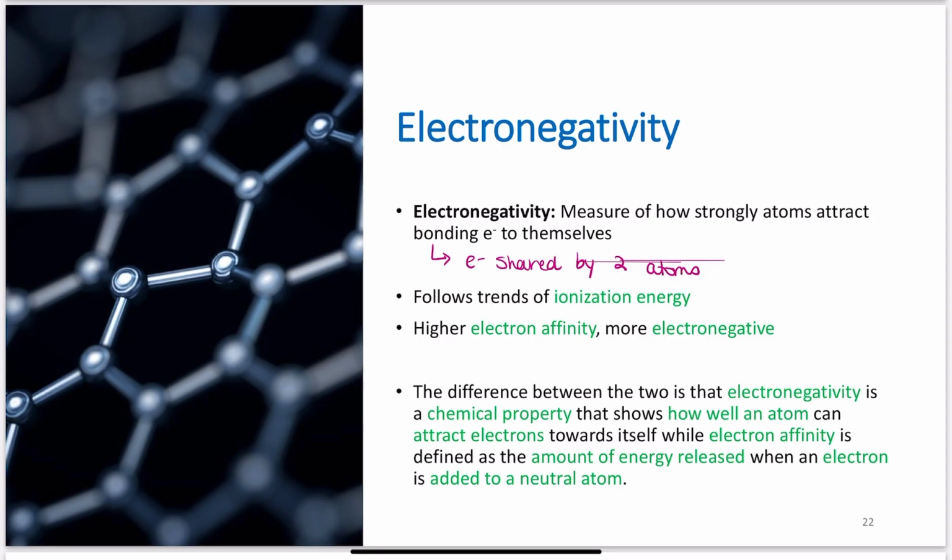It does follow your trend of ionization energy, and the higher the electron affinity, the more electronegative a species is. The difference between the two, though, is that electronegativity is a chemical property. It shows us how well an atom can attract electrons towards itself, while electron affinity is defined as the amount of energy released when an electron is added to a neutral atom. So electronegativity is an unequal sharing or pulling of electron density towards itself, whereas with electron affinity it gained an actual electron.